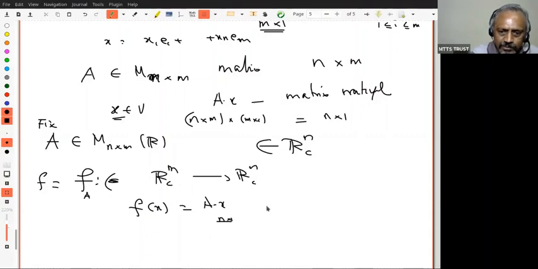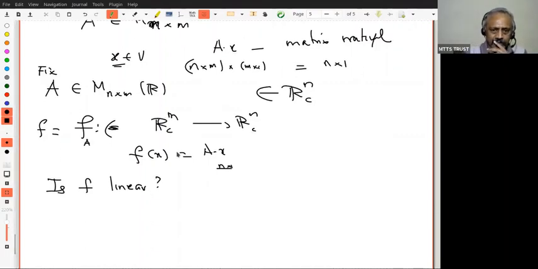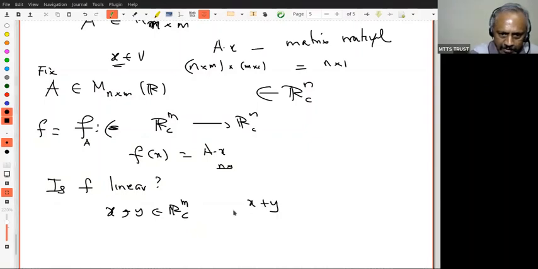So I got a map from this vector space to this vector space. What is the question I want to ask? Is F linear? Now I am going to depend upon your earlier knowledge about matrix algebra, so that I don't have to spend time on that. So if you give me two vectors x and y in Rm, then x plus y, what is that? I have to check whether this is equal to f(x) plus f(y), right?